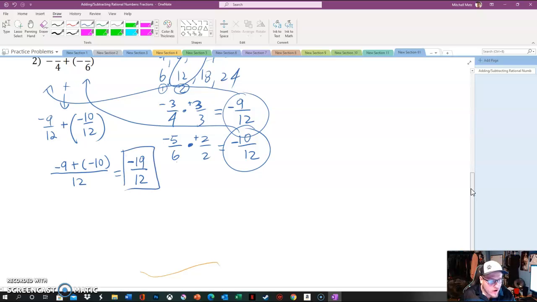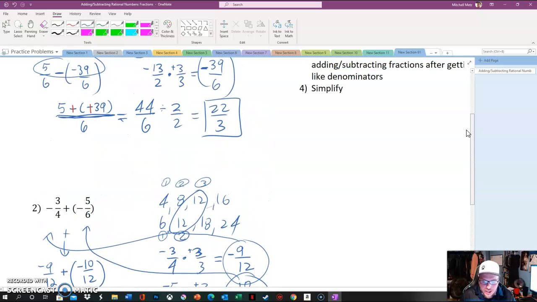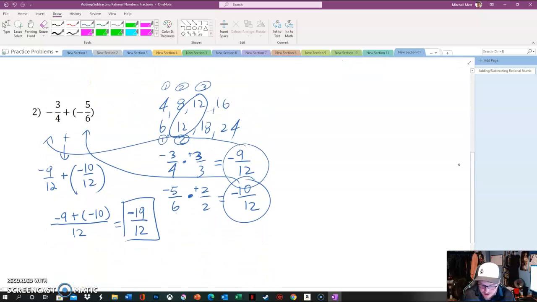That is how you add and subtract fractions with signs. So hopefully this helped you out, and best of luck.